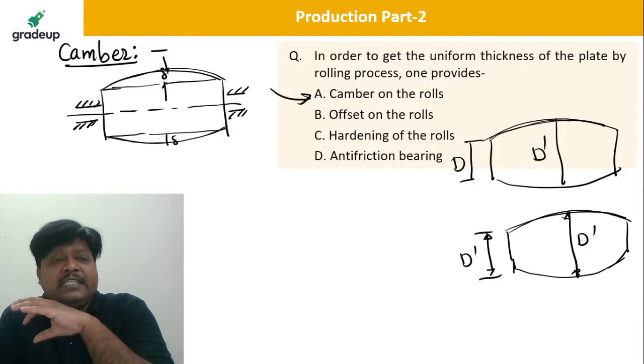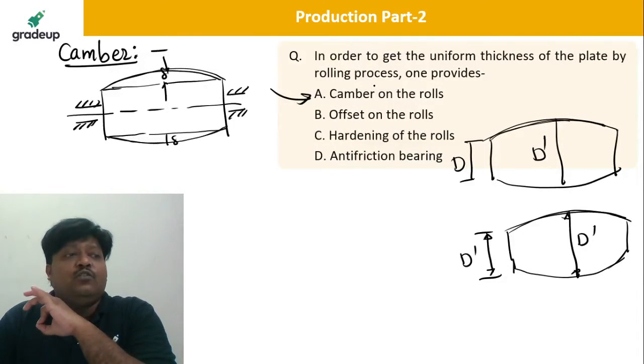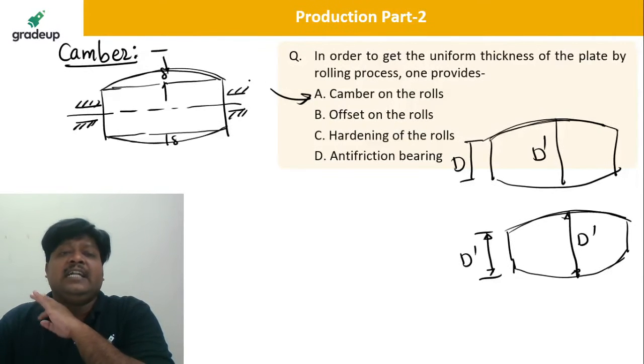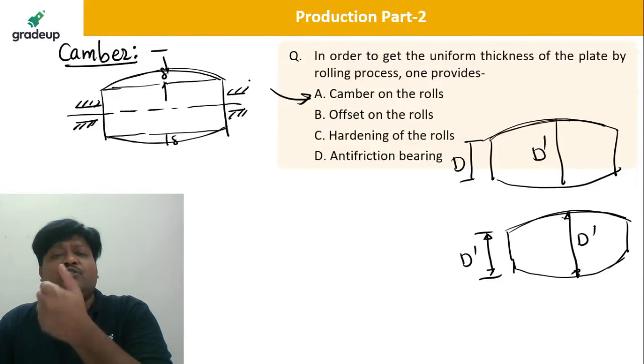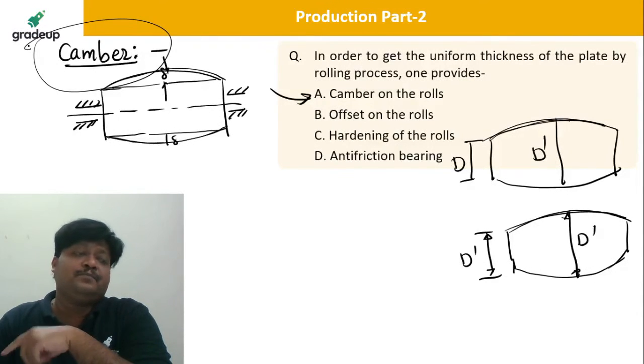So what is the correct answer? Cambering, or camber, provision of camber. If you are considering the roller as a simply supported beam with uniformly distributed loading, UDL, then the deflection at the center, and if the thickness is non-uniform, is going to be produced. For that reason, cambering is done.